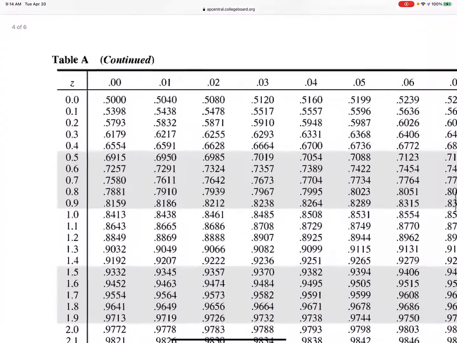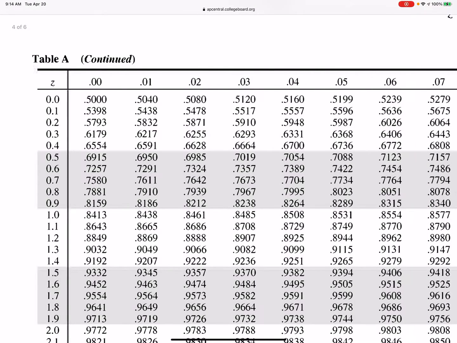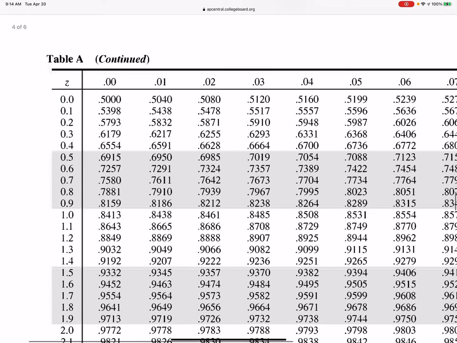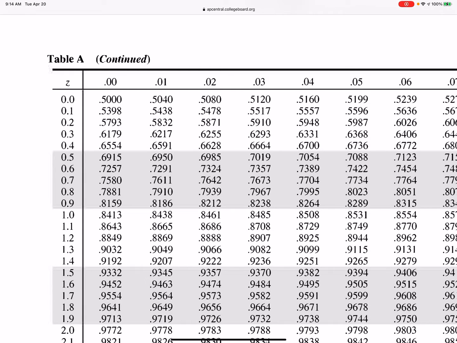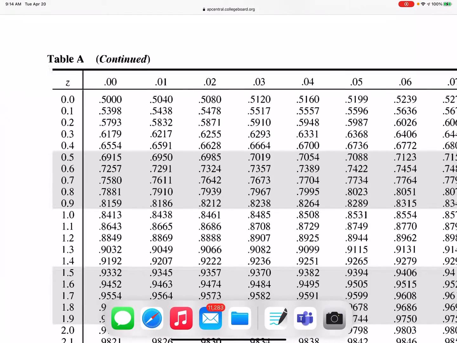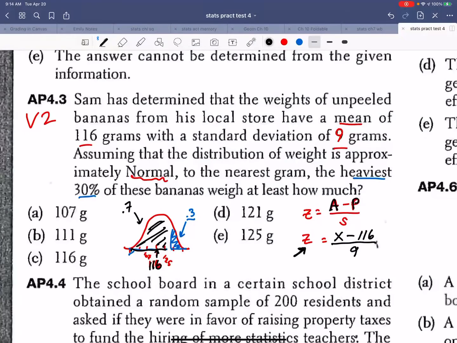So 0.70 looks like I'm getting close here, about 0.52 or 0.53, somewhere in between there. So I could put 0.52 or 0.53. It doesn't matter. Let's say 0.52. And so we're just going to use the Lynch swap. We're going to move that 9 up here, and we have x minus 116. So 9 times 0.52 is 4.68.